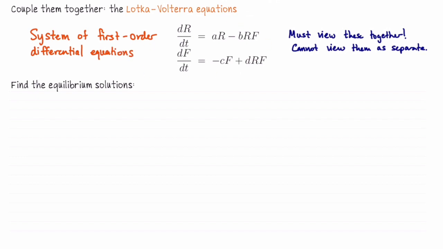And this pair is very famous. It has a name. It's called the Lotka-Volterra equations. Lotka and Volterra were two mathematicians. They both discovered this set independently, so they share their names with this system of equations.